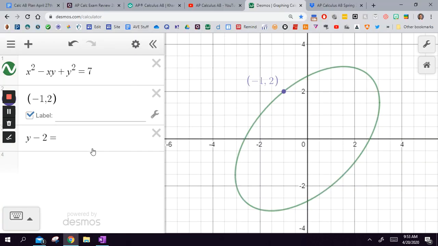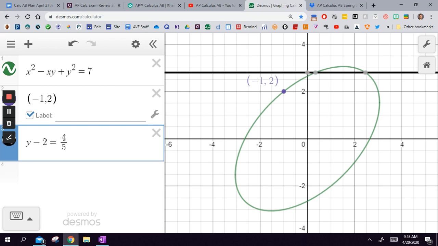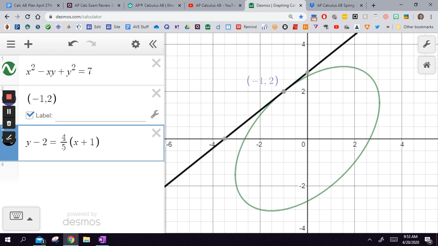Just looking at what this is. We graphed this curve, x squared minus xy plus y squared equals 7. Here's that graph. We graphed to the point negative 1, 2. And what did we find? We found the slope of the line, so in our equation we have y minus 2 equals 4/5 times x plus 1. Boom, that's the equation of the tangent line. That is the line that touches this weird looking ellipse at exactly one spot.